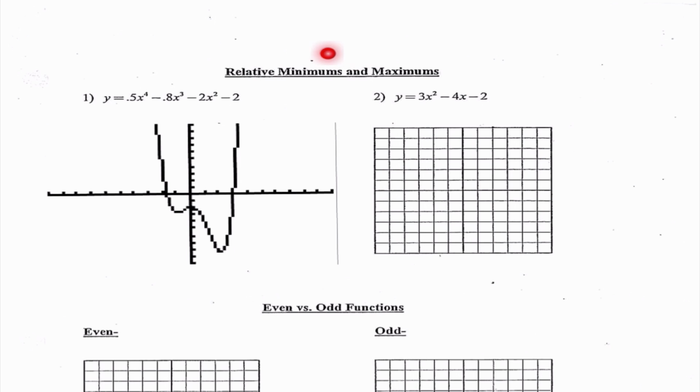And we've said that relative mins, that is the lowest point in an area where it's rising on both sides, and a relative maximum is the highest point where it's decreasing on both sides. And the thing that I want to point out, okay, I'm just going to draw here. Okay, those look like relative mins to me, and this looks like a relative max.